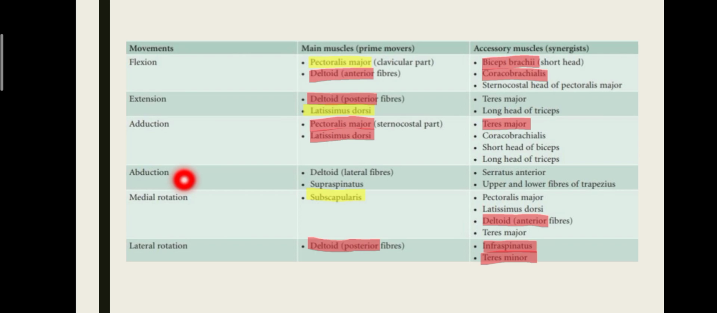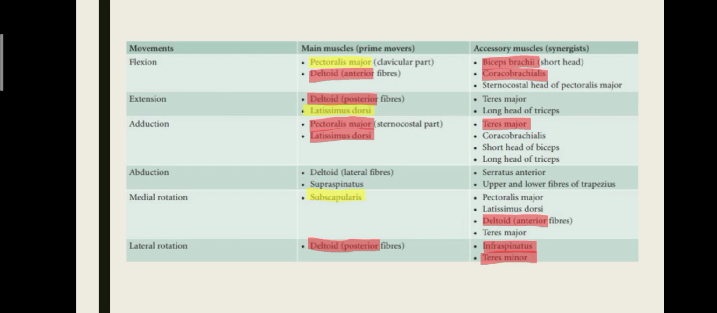Abduction I'll teach you in the next slide because it actually occurs at three ranges. Okay, so we'll look at it later. Next is your medial rotation. For medial rotation, the main muscle is your subscapularis, and the other muscle that assists, which you should write, is your anterior fibers of deltoid. Okay, and for lateral rotation, we have the posterior fibers of deltoid, infraspinatus and teres minor.